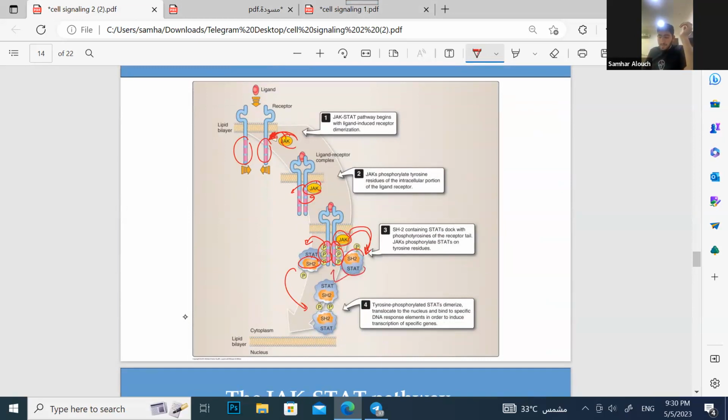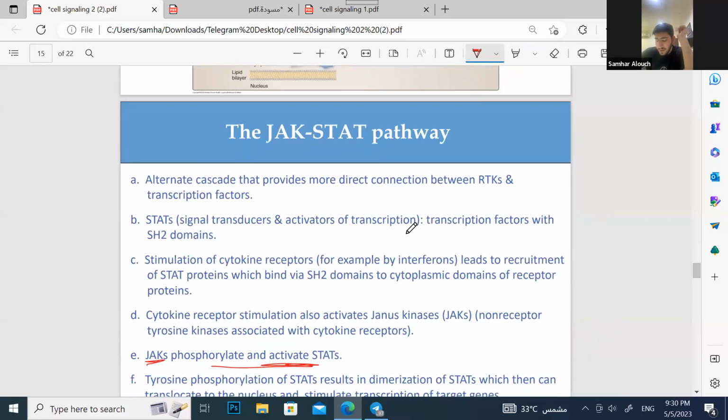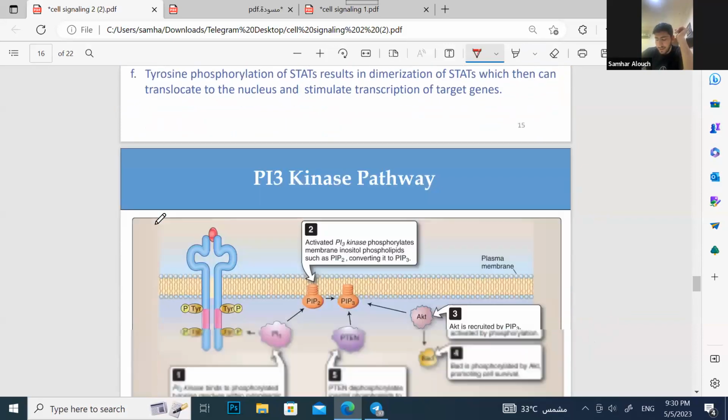And stat can be phosphorylated by tyrosine kinase alone. But to increase the phosphorylation, Jak also helps. So Jak is the ultimate adapter protein. It can do two things: phosphorylate the tyrosine kinase and phosphorylate stat. Is it clear? This is a very important pathway because they love to ask about Jak-Stat. Okay, and this is the whole thing summarized as the Jak-Stat pathway.